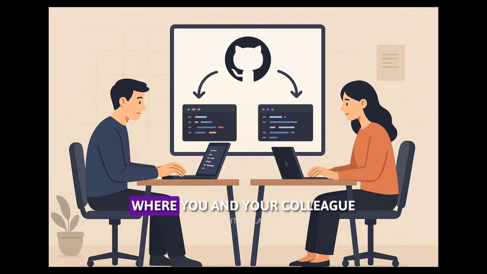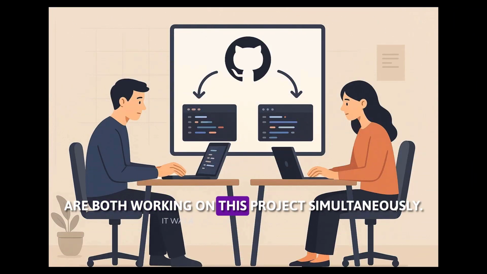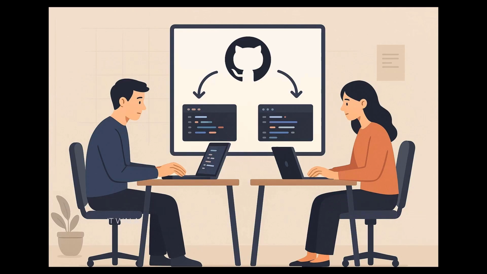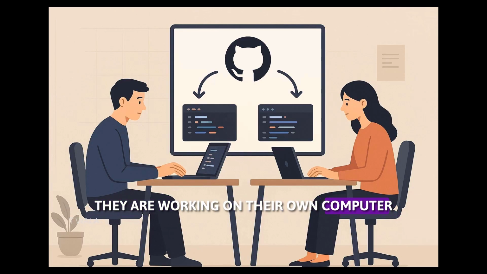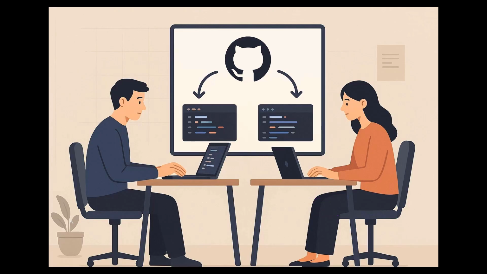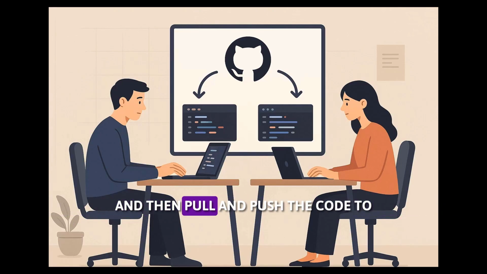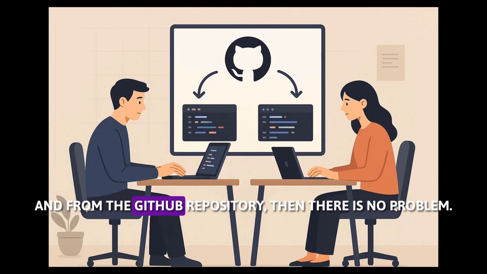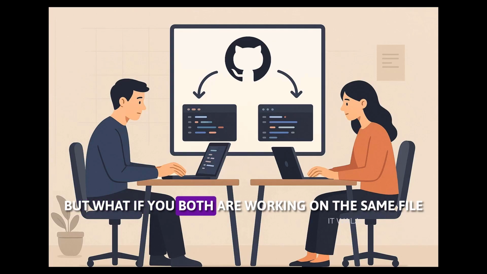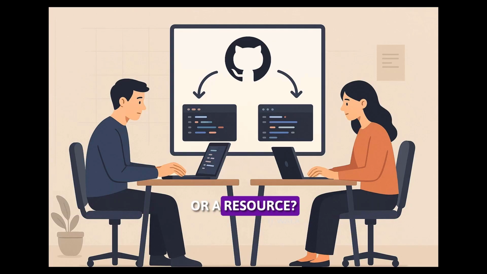Imagine a situation where you and your colleague are both working on this project simultaneously. They are working on their own computer, and you are on your own. If both of you are working on different files and resources, and then pull and push the code to and from the GitHub repository, then there is no problem. But what if you both are working on the same file or a resource?